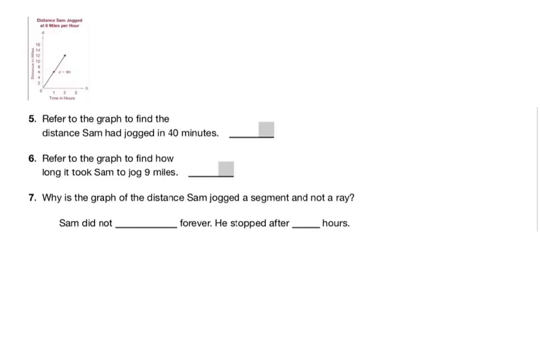Okay, so now we're going to do 5, 6, and 7, and I went ahead and pulled in a digital copy of the graph we just made, because I want us to refer to the graph that we just made to find the distance Sam had jogged in 40 minutes. Well, this is very small, so you're going to want to refer to the graph you just made, because it'll be easier to see. But if you want to find out the distance he jogged in 40 minutes, remember that each of these tick marks represents 10 minutes. So you go over 4 tick marks and then go up and see where it matches.